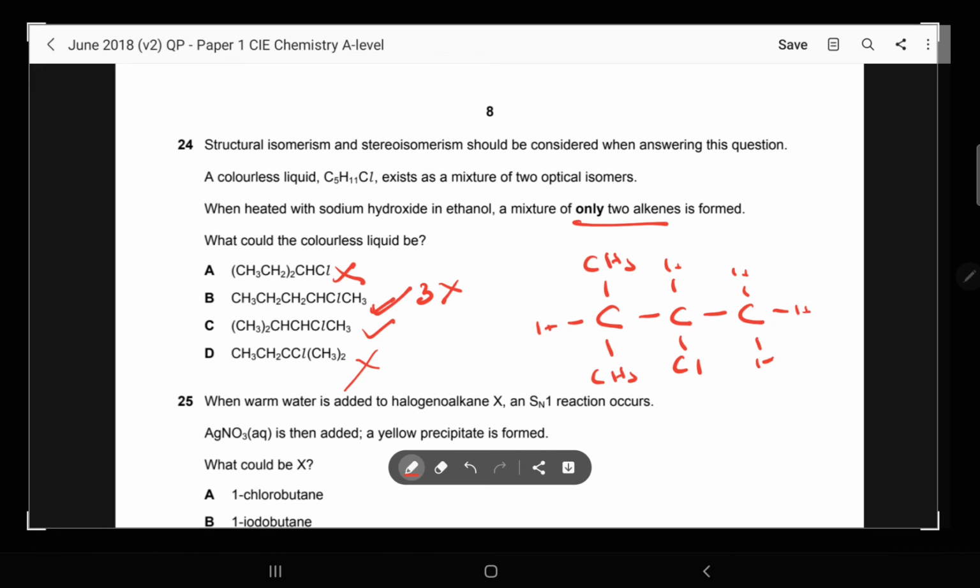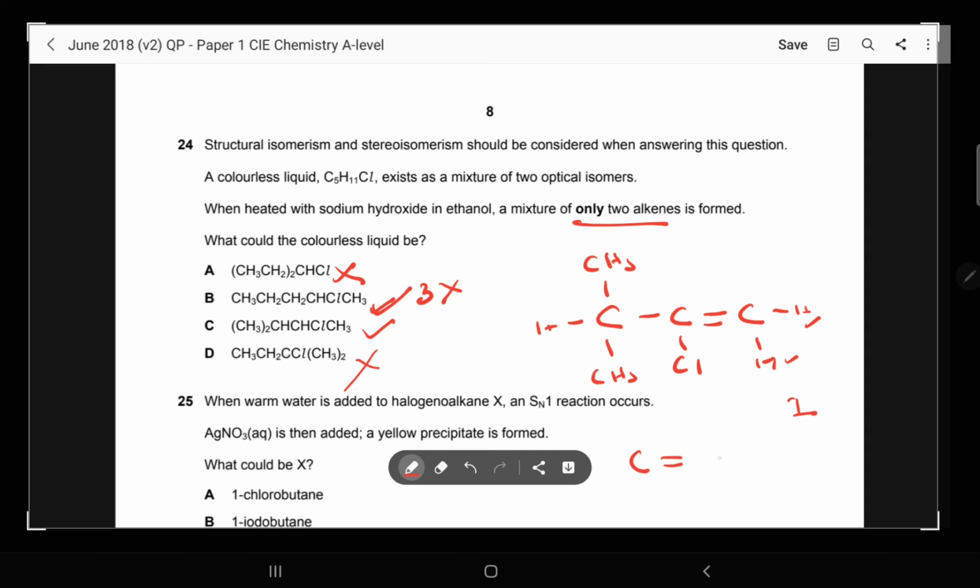When a double bond is formed, it's either going to be present to the left or to the right. If it is to the left, there's going to be only one possible isomer over here, since the first carbon is attached to two hydrogen groups. So this only has one isomer.